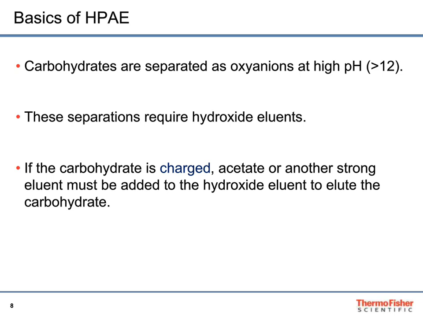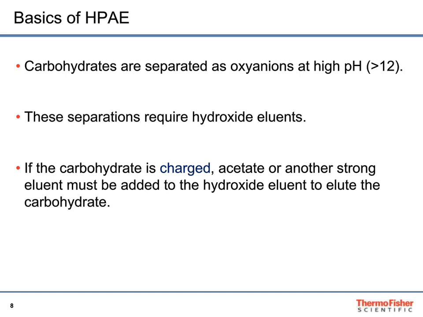If it has a negative charge already, then we're going to need acetate in addition to that hydroxide as a strong eluent or mobile phase. That's going to be added to our hydroxide to elute the carbohydrate. Now, I should also have included if the carbohydrate is large. It can be large and not have charge groups, and that'll cause enough binding to the column at high pH that we're going to need a stronger eluent like acetate.